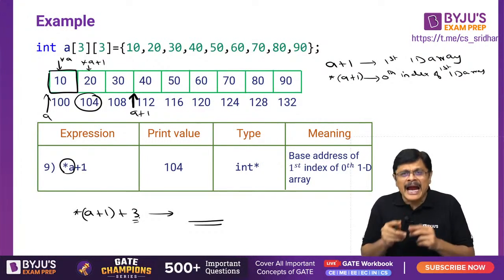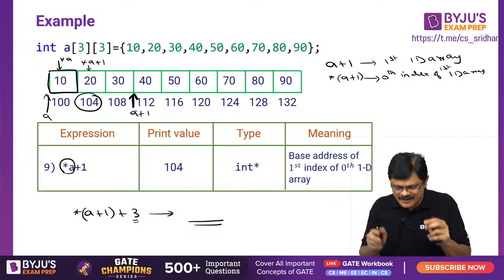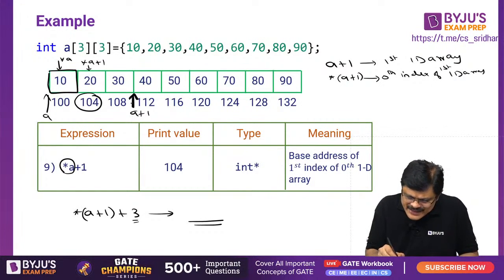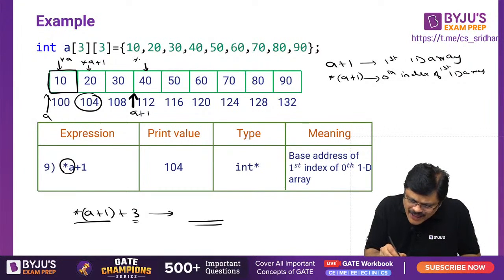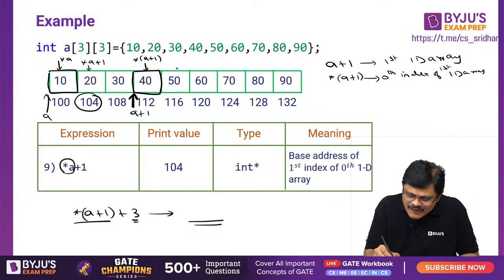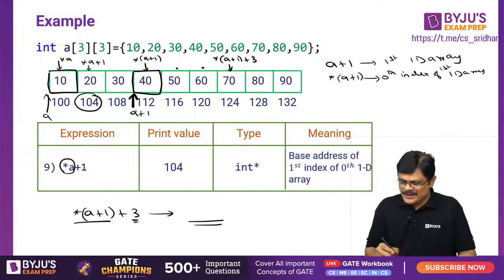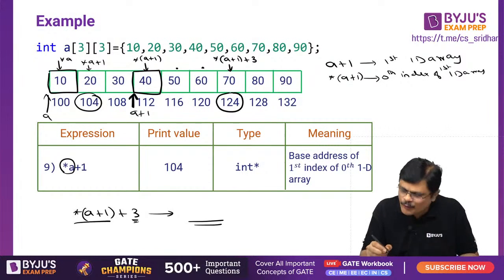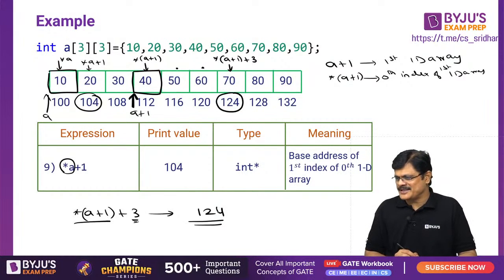Now for that, if you are adding, it means you are going to the next element. For example, A plus 1 is this. Star of A plus 1 is this location. And from here, how many elements do you have to move? This is 0th, this is first, this is second, and this is third. So you are actually talking about star of A plus 1 plus 3. So you are referring to the 124 location, my dear friends.